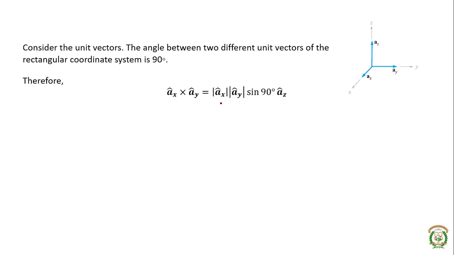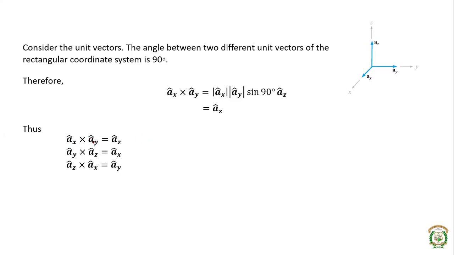The magnitude of ax is 1, since it's a unit vector. Similarly, the magnitude of ay is 1. Sine 90 is again 1, right? That's why what remains is only az. The product of two unit vectors is another unit vector, and the direction is the other coordinate. If you take x and y, the product will be in the z direction. Similarly, if you take y and z, their product will be in the x direction. If you take z and x, their product will be in the y direction. So it's very easy to remember.